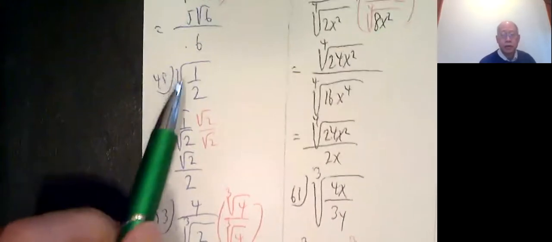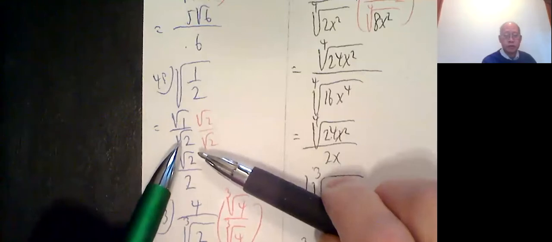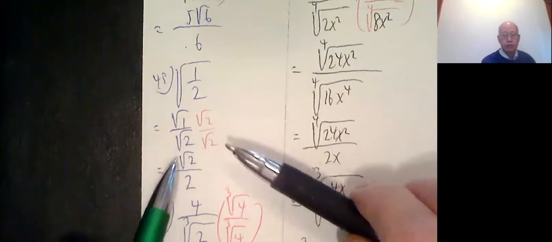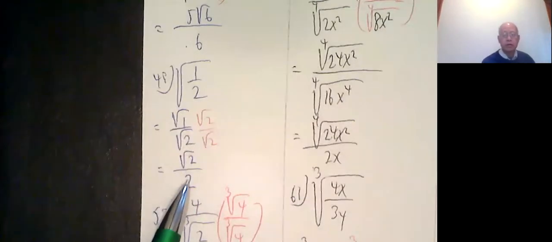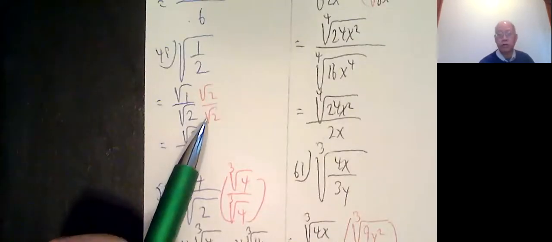Square root of half. Split it into 2. You're allowed to break it into square root of 1 over the square root of 2. And just multiply top and bottom by square root of 2. So that gives me square root of 2 over 2. Radical 2 times radical 2 is 2. Yes, you could say radical 2 times radical 2 is radical 4, but the square root of 4 is just 2.